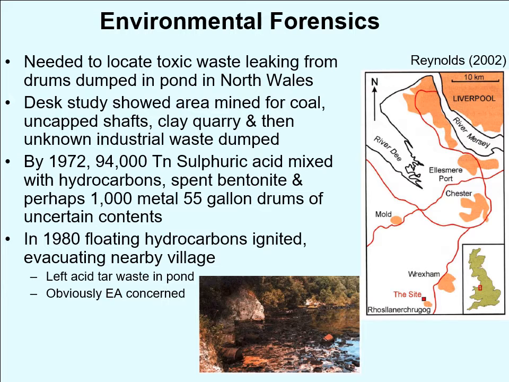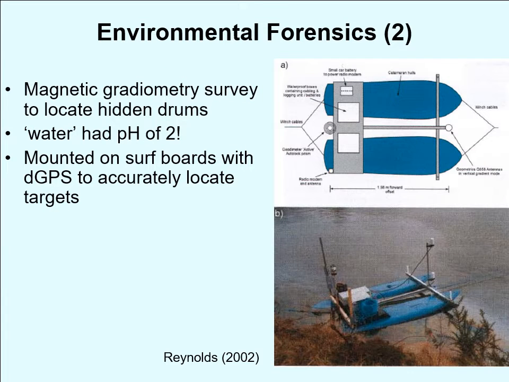You can see that picture from the 1980s at the bottom of that slide. Here we weren't allowed in the water because it had a pH of 2, which is pretty low. You don't want to be putting your feet in there. So we jury-rigged some old surfboards. You can see the picture and the plot on the right, putting magnetic gradiometry instruments on it, and then hauled it up and down this pond using a cable system, with a GPS system on the top, to locate where the data was being collected from.